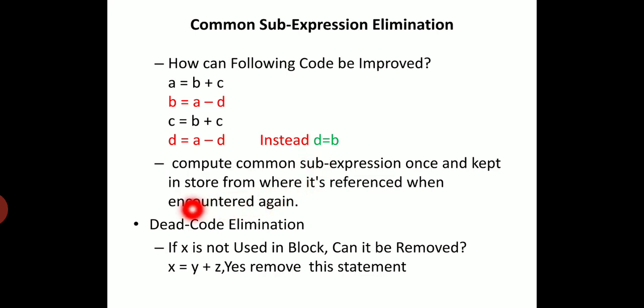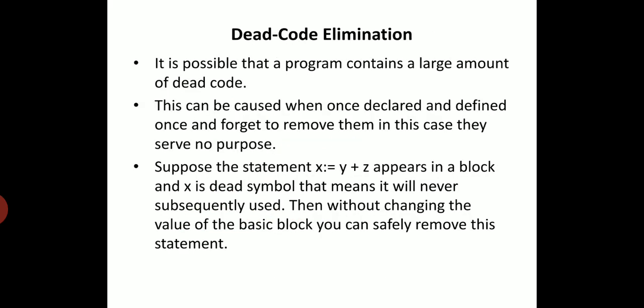Then dead code elimination: if x is not used in the block, it can be removed. So remove that statement. Suppose that x equal to y plus z appears in a block and x is a dead symbol, that means it will never be subsequently used. Then without changing the value of the basic block, we can safely remove the statement. That means if at all a code is not reachable, it is better to remove that.